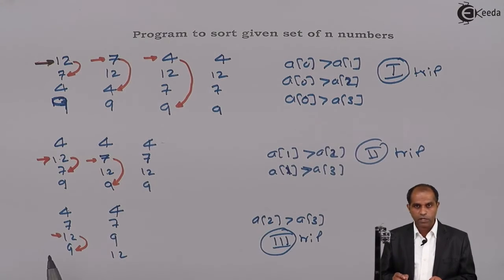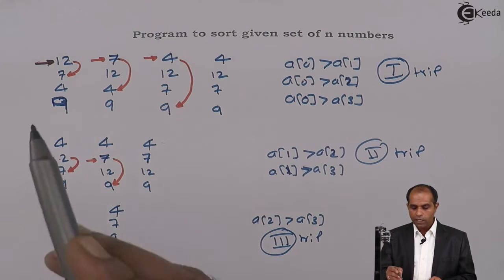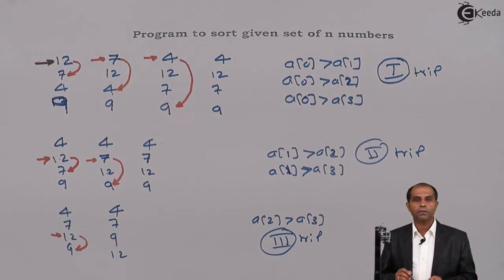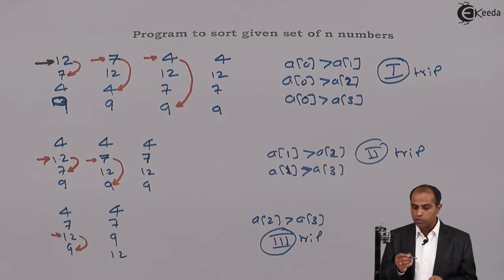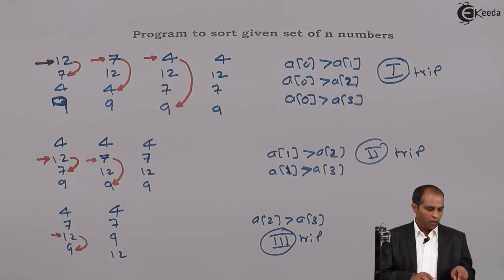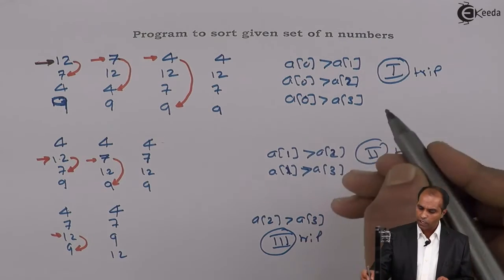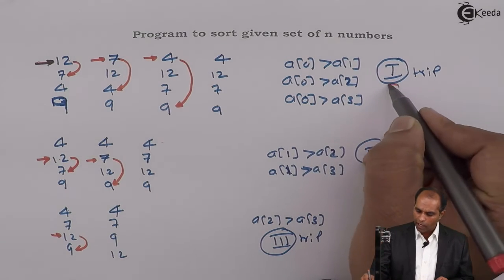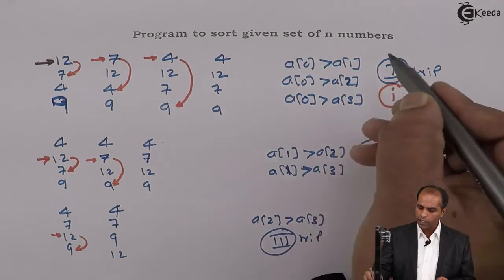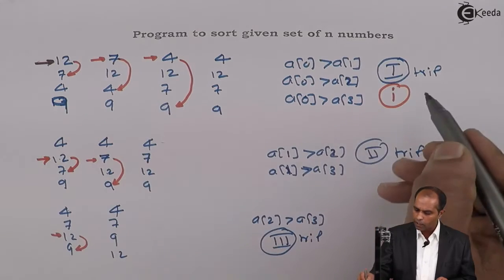But in the worst case, I am supposed to design the program always for the worst case. Hence, in the worst case, I'll say that for 4 numbers, I need 3 trips. If this had been 100 numbers, then I would have used 99 trips. Why don't we name these trips? Why don't we name the trips with a variable called, say, I?